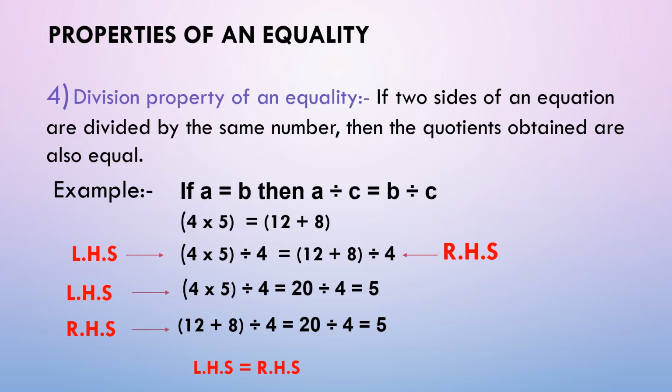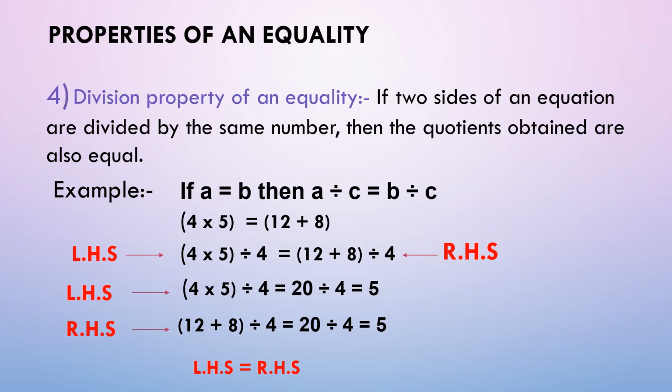Now the fourth property is the division property of equality. If two sides of the equation are divided by the same number, then the quotient obtained is also the same. For example, if A is equal to B, then A divided by C is equal to B divided by C. Now the example is given, 4 into 5 is equal to 12 plus 8. LHS 4 into 5 is divided by 4. Both sides are divided by 4, LHS also and RHS also.